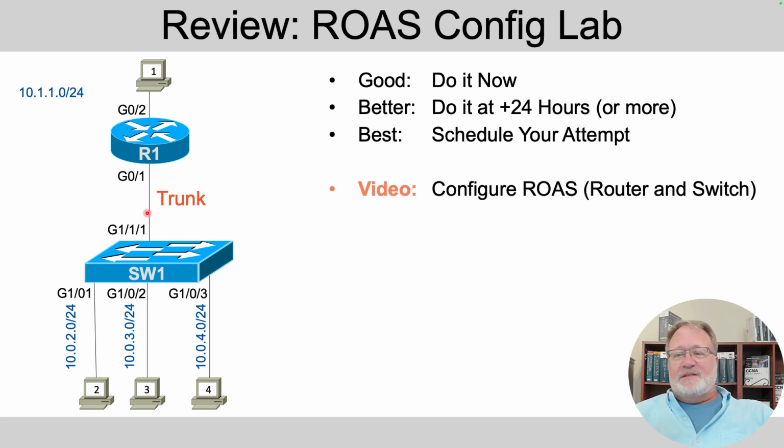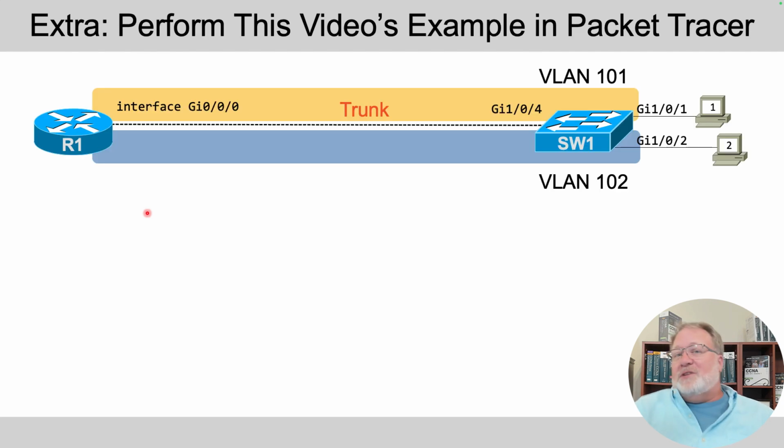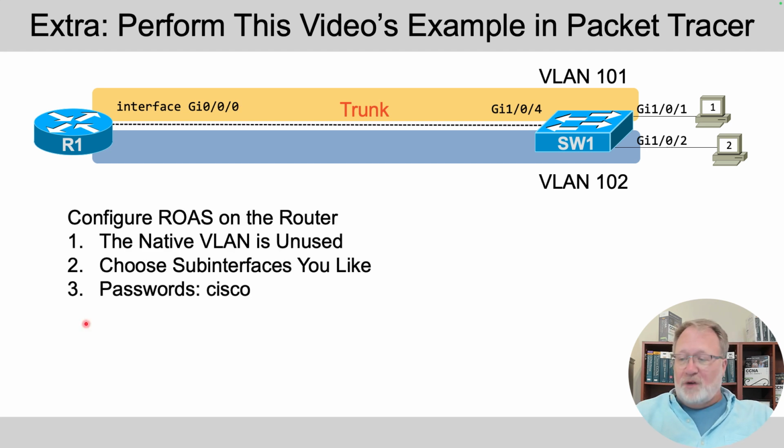Practice, practice, practice. And to that end, I made a packet tracer file that matches the examples that we've been using with this same router interface 000 with the sub interfaces. Now, you can pick whatever sub interfaces you want, but to make it work with the switch configured with VLANs 101 and 102, of course, you're going to need to use those VLAN IDs. And by the way, I think I set up passwords in there. So all the passwords, all lowercase Cisco.